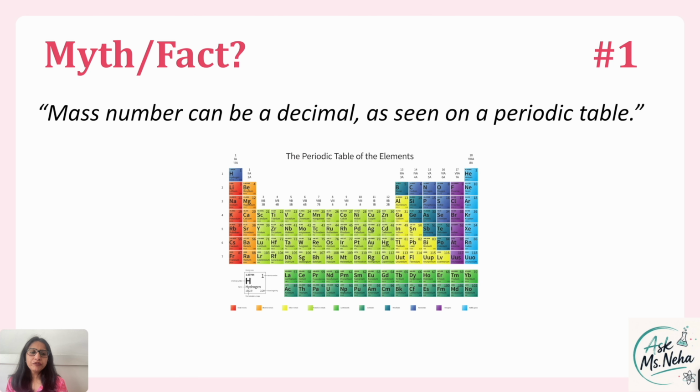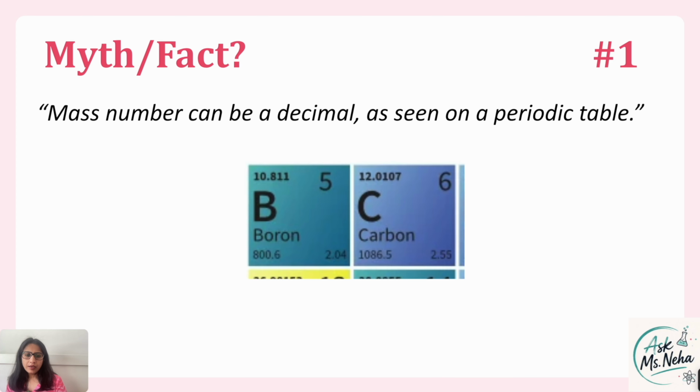Let's analyze our first statement and figure out if it's a myth or a fact. Mass number can be a decimal as seen on a periodic table. What do you think? Write your answer in the comments before I reveal it further in the video. What do we see in the periodic table? Let's zoom in further. Okay, we have now focused on two elements. Mass number, can it be a decimal as what we see on the periodic table?